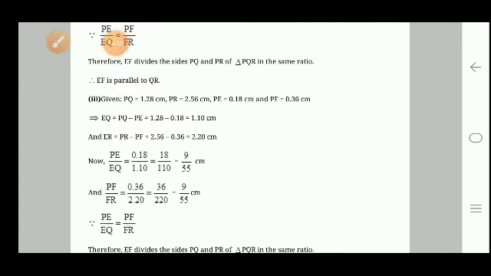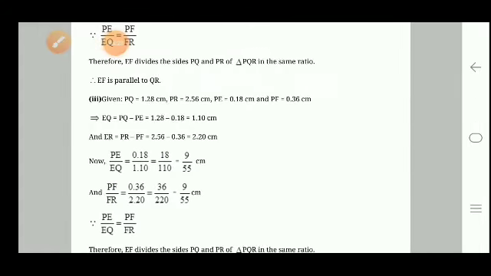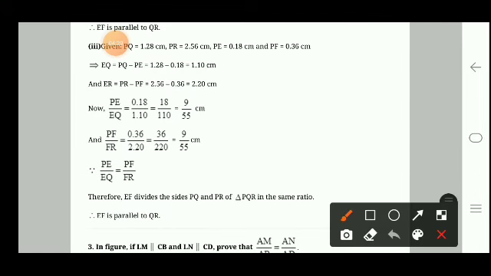So just moving forward, EQ is equal to PQ minus PE, which is equal to 1.28 minus 0.18, that is 1.10. Then ER is equal to PR minus PF, which is equal to 2.56 minus 0.36, that is 2.20.